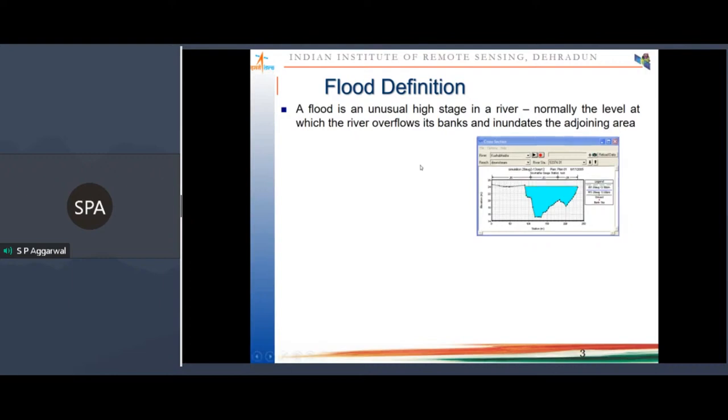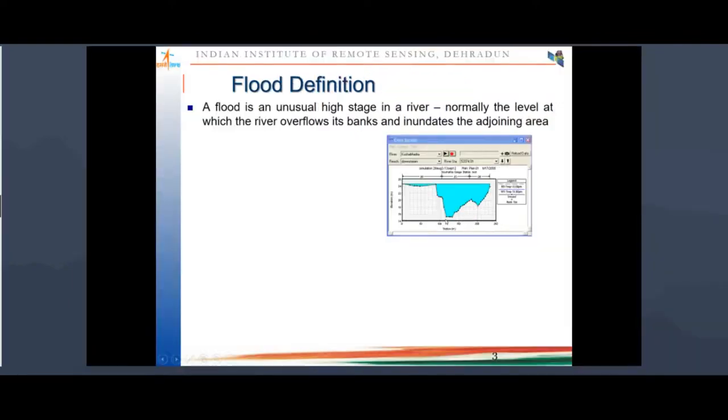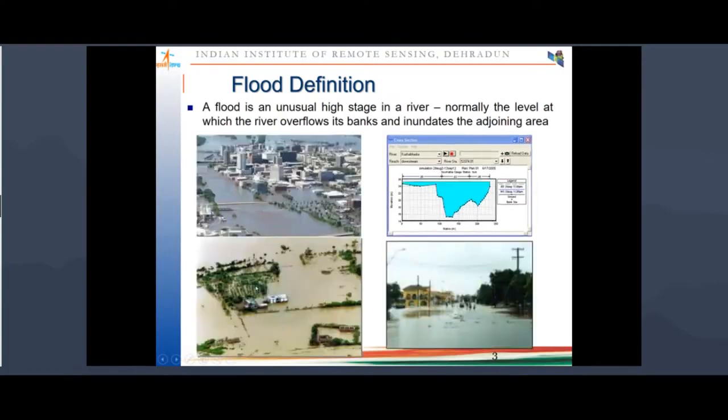For some examples, you can see here. Now look at this. What is happening? This water is going up to here, no problem. But once it crosses this, then it becomes a flood. So this is the example. You can see here. Look at this. This is the place. You can see here some houses are there. This is all agriculture area.